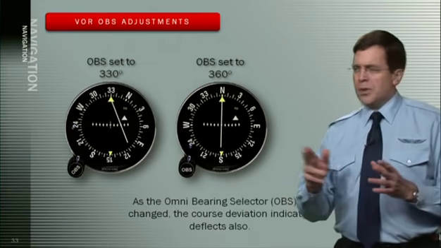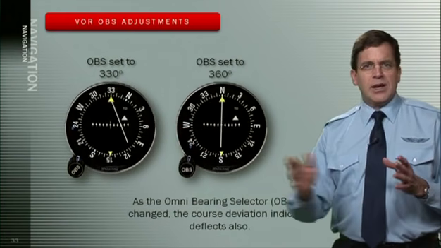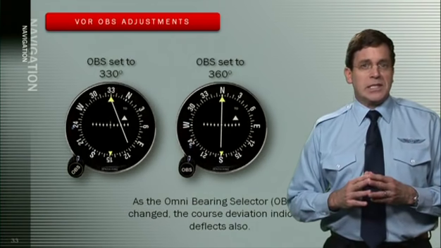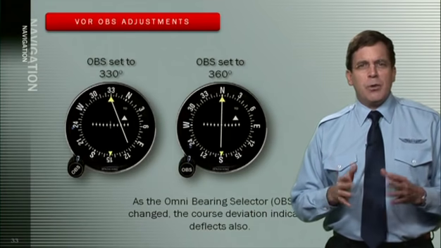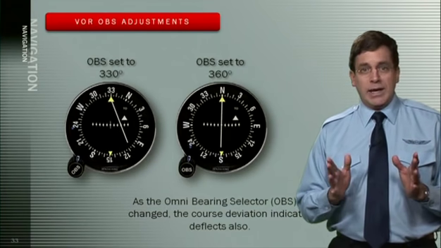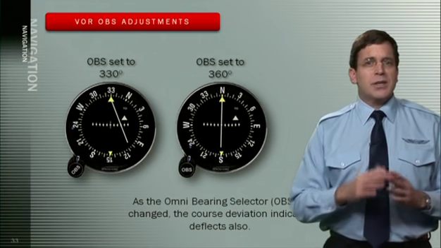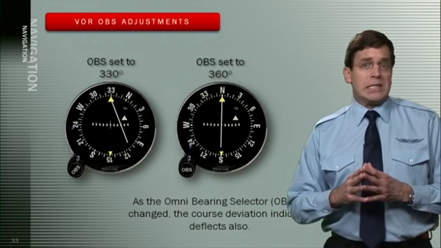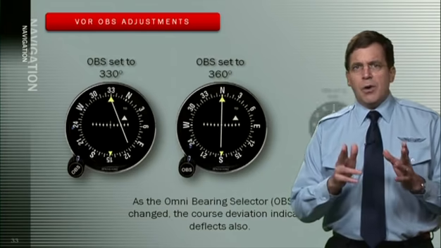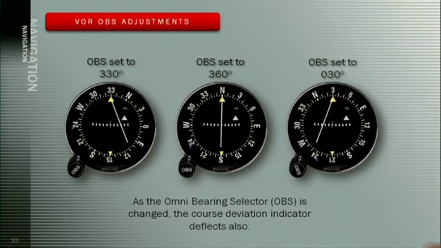When the OBS is set to 330 degrees, while still tracking towards the 360 degree radial, the CDI will indicate a deflection to the right, prompting you to correct right to track towards the 330 degree radial. Now, when the OBS is set to 030 degrees while still tracking toward the 360 degree radial, the CDI will indicate a deflection to the left, prompting you to correct left to track towards the 030 degree radial.